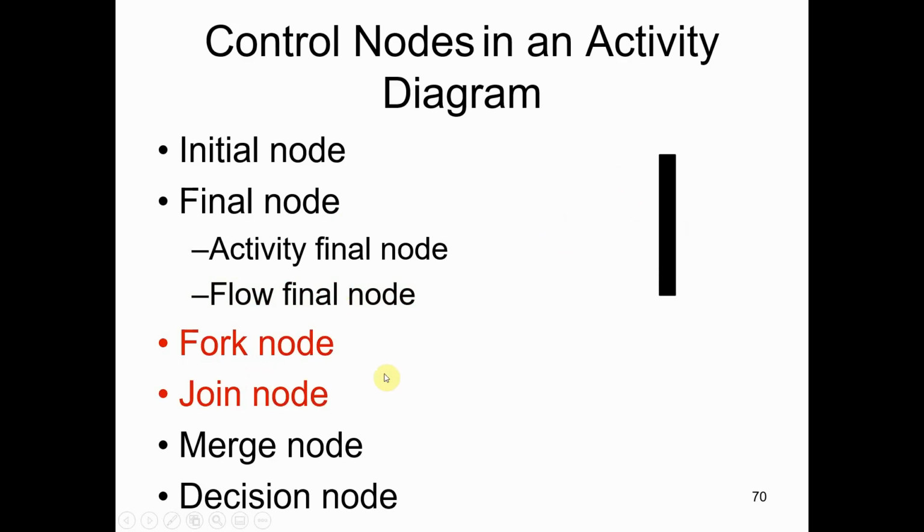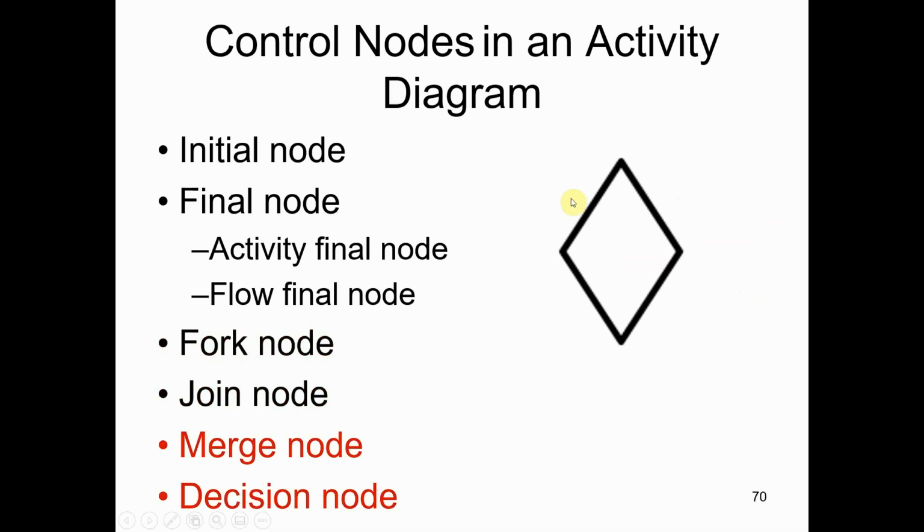The fork and join nodes look exactly the same, and we use them to describe concurrency, so we can have parallel activities. The start of the concurrency is a fork. When the concurrent activities happen, eventually you need to synchronize all the events, and then you have the join node. Just by looking at the node alone, you cannot tell whether it is a fork or a join, but when you put it in the diagram context, you can tell which is which.